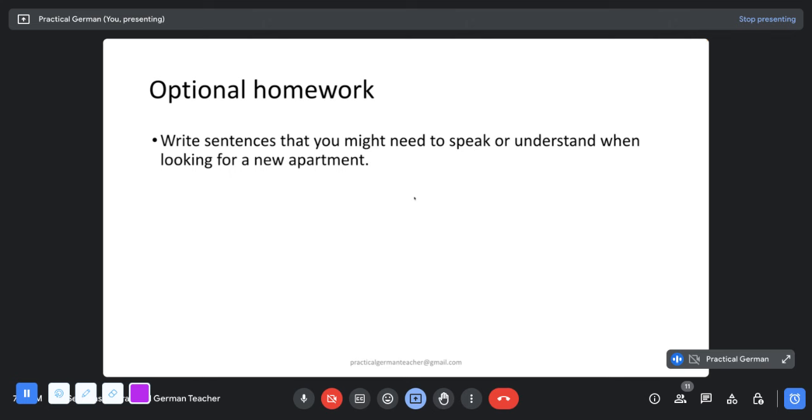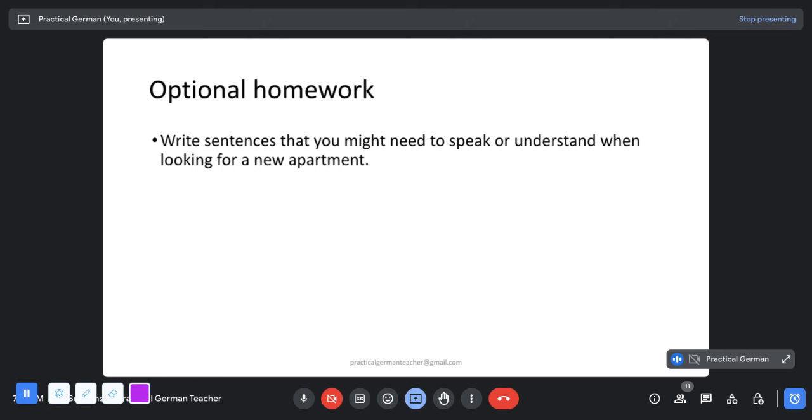Who you are, what you do, how your life is, how much you earn, and why you want the new apartment. So you can easily replace new apartment with a new job. Write sentences that you might need to speak or understand when you are looking for a new job, a new friend, a new company, a new course. So you can also do this homework, and you'll say, okay, now in A1 can I do all this? Yes and no. I'm not asking you to write grammatically correct sentences. I'm just trying to say, just say a few things.